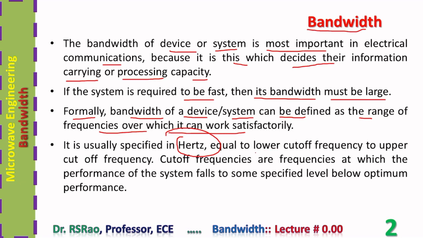It is equal to upper cutoff frequency minus lower cutoff frequency. Cutoff frequencies are frequencies at which the performance of the system falls to some specified level below optimum performance. The limits of the range are called cutoff frequencies. The distance between the cutoff frequencies then is the band.